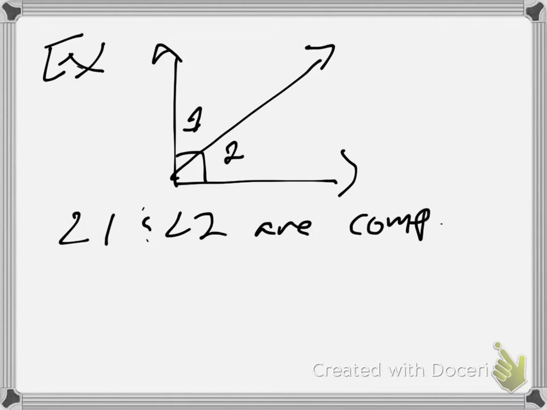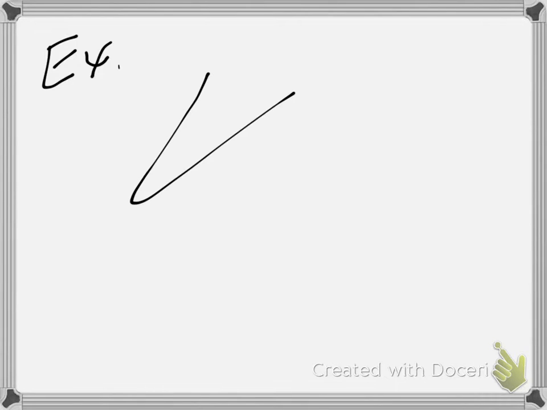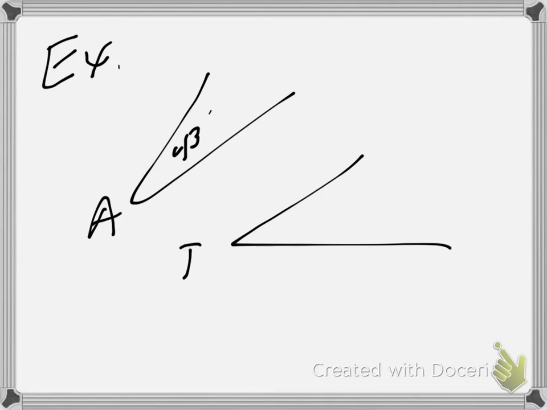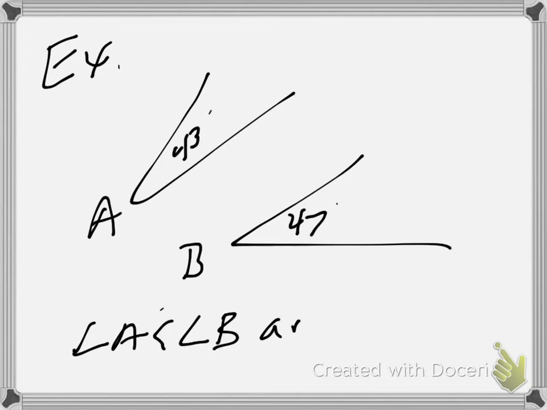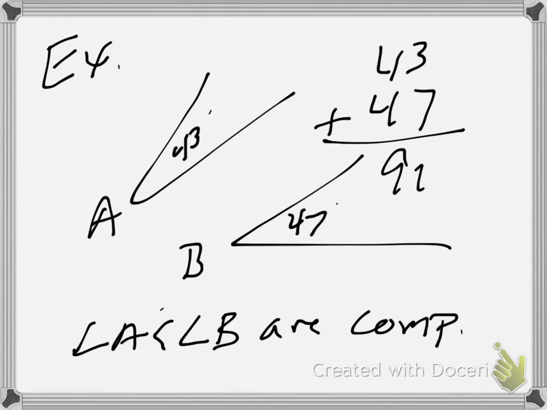Now these are adjacent here, but it doesn't always have to be like that. For instance, name this angle A. Let's say this is 43 degrees. Let's name over here, let's say this is B. This is 47 degrees. So angle A and angle B are complementary because 43 and 47 is 90. So their sum is 90 degrees.